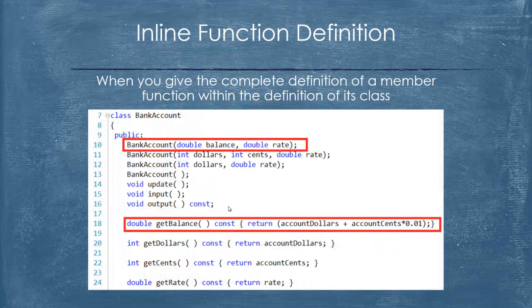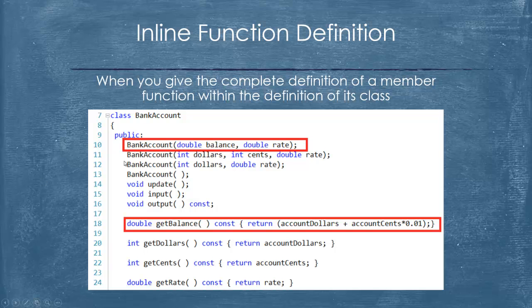All right, so inline function definition. When you give the complete definition of a member function within the definition of its class. So I create a constructor and then give its function definition in the class. They call that an inline function definition. So the entire thing is created all contained inside the class. It's not like the other one we looked at where we created the constructor in the class and then the functions were outside the class, outside of main somewhere else. But everything is contained inside the class. We call that an inline function definition.